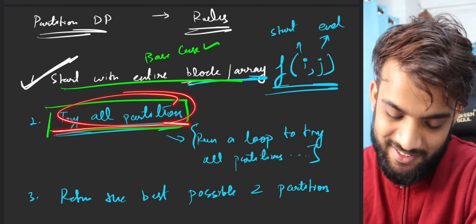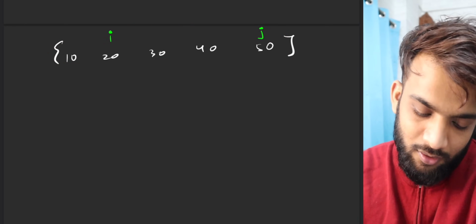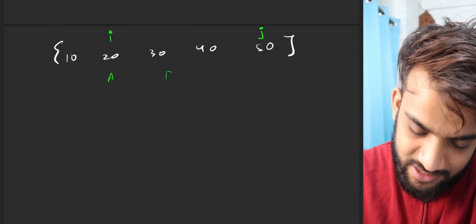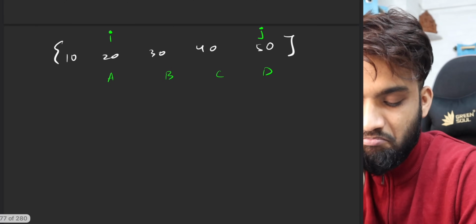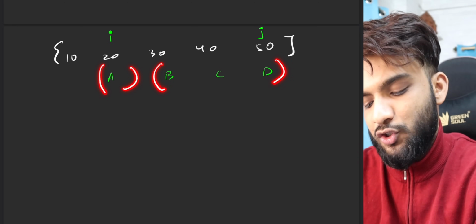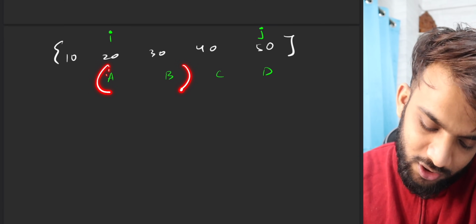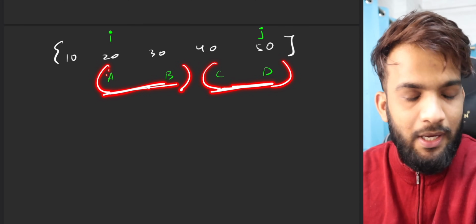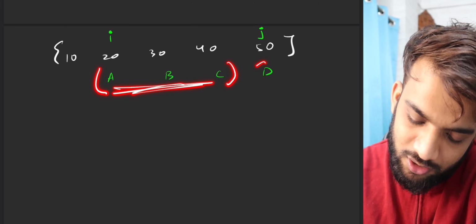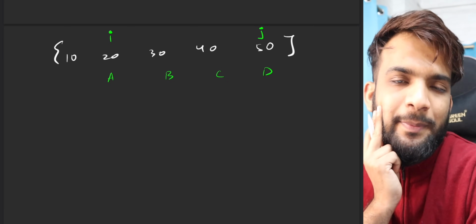So let's talk about the second point. Try all partitions. Let's go back and take the same example. This is the example given, where we have this as the starting point and this as the ending point. If I just write A, B, C, D, that will make things easier. Can I say I can have something like this? I can do a multiplication like this, where I again solve this portion. Or I can have something like this, where I solve this and I solve this and then I just add them up. Or I can have something like this, where I solve this and I solve this and I add them up. Yes, Striver, that actually makes sense.